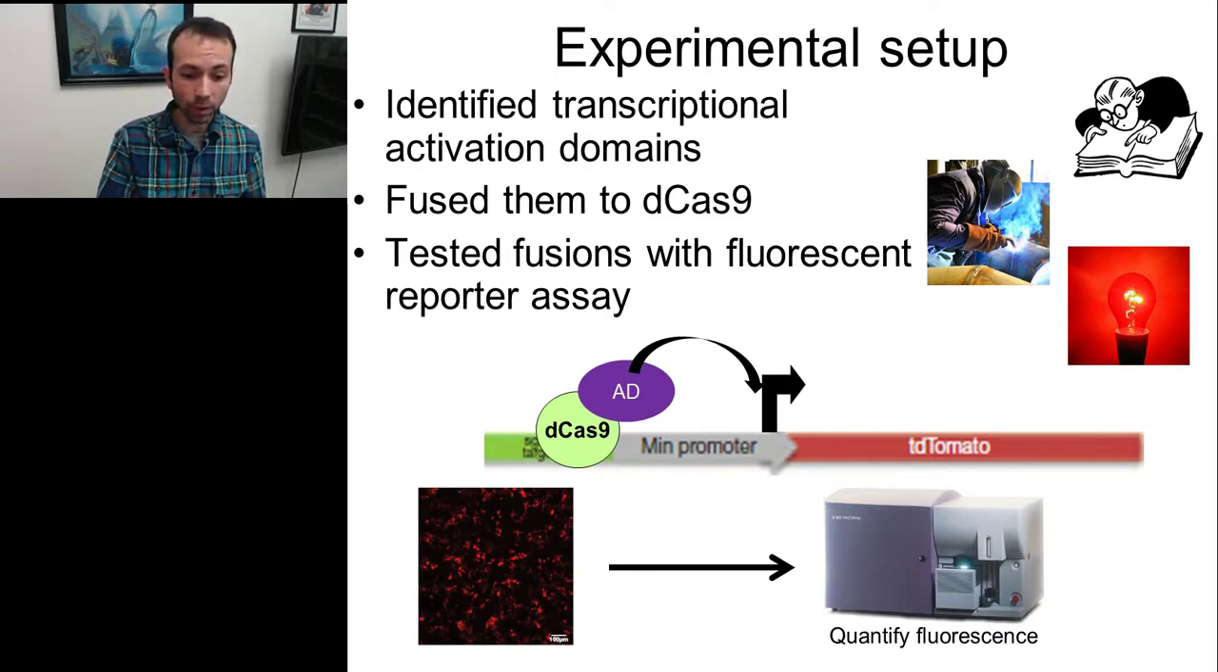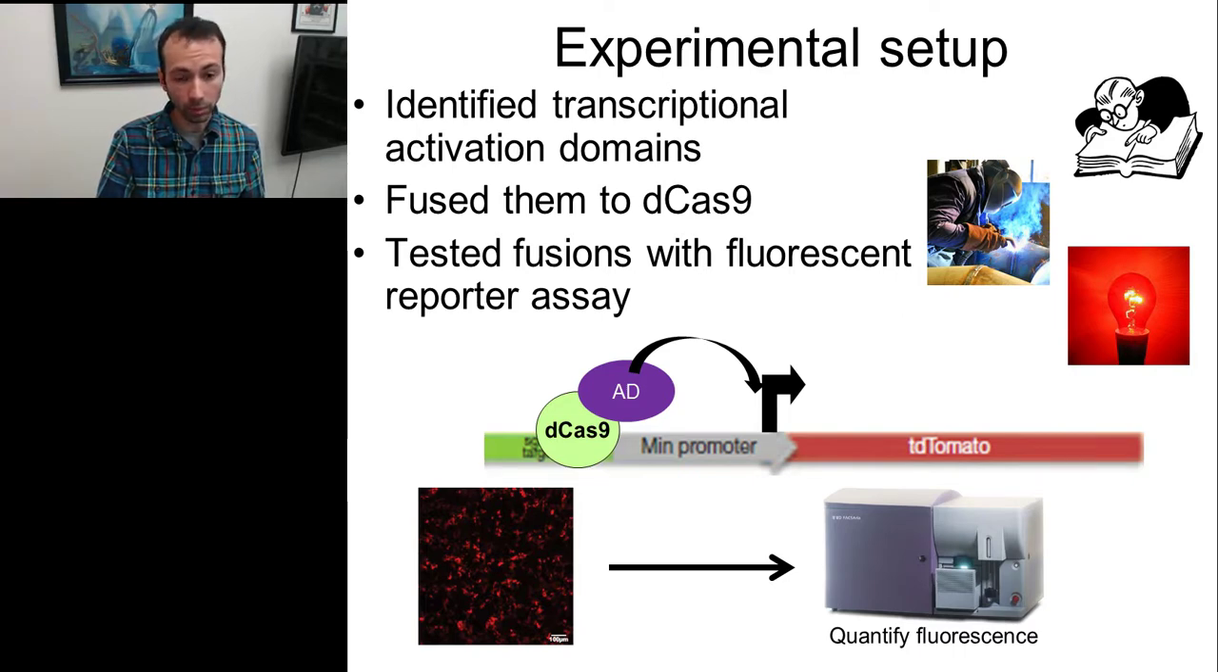The way the assay works is you have a tdTomato fluorescent reporter gene, which is downstream of a minimal CMV promoter, and then it has a guide RNA binding site upstream of that. We then direct dCas9 plus the activator to that reporter, and if it's able to turn the reporter on, our cells turn red, and then we can quantify the amount of redness using just flow cytometry.